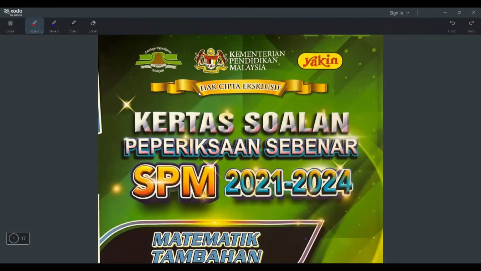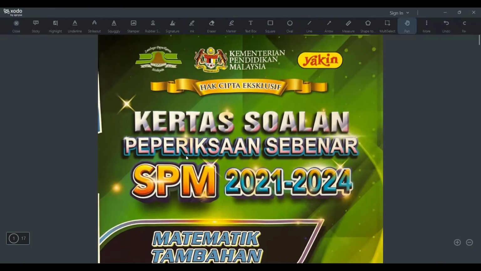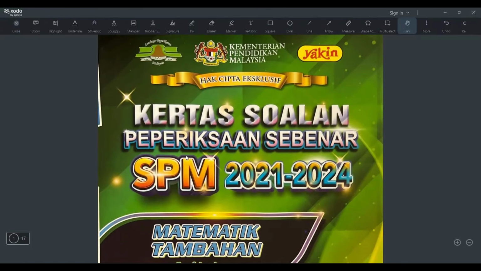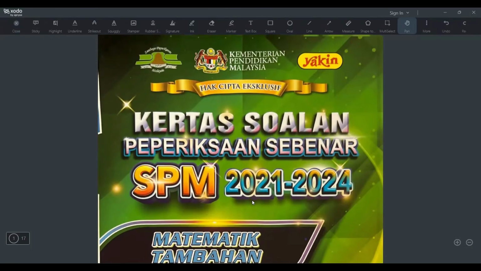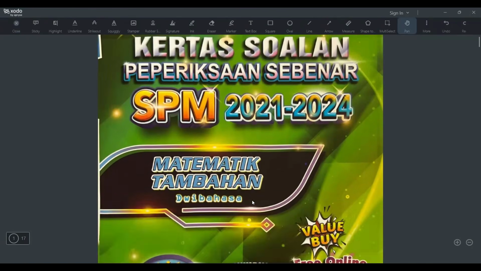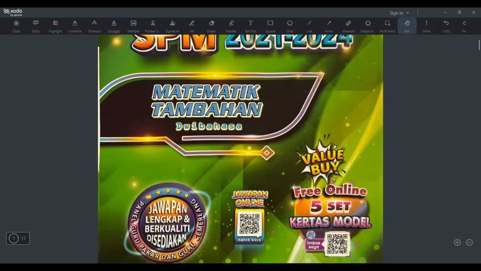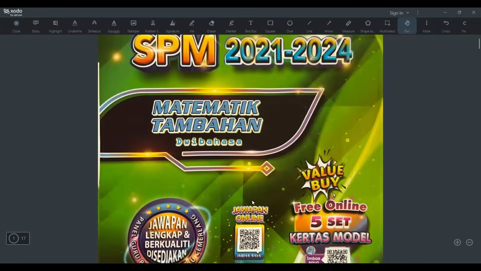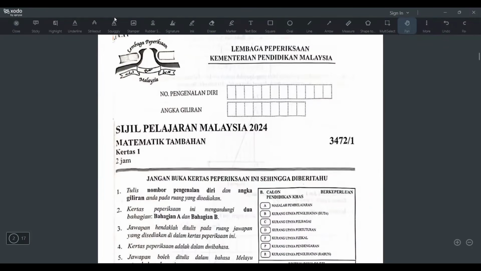Here I have with me the Kertas SEBENAR SPM 2024. As you can see, this is the green color book. Most students facing SPM have this book right now, right? It's very popular. A lot of people buy it, especially the batch 08. So I'm doing the paper from this book. This is the Kertas SPM SEBENAR, the 2024 paper.